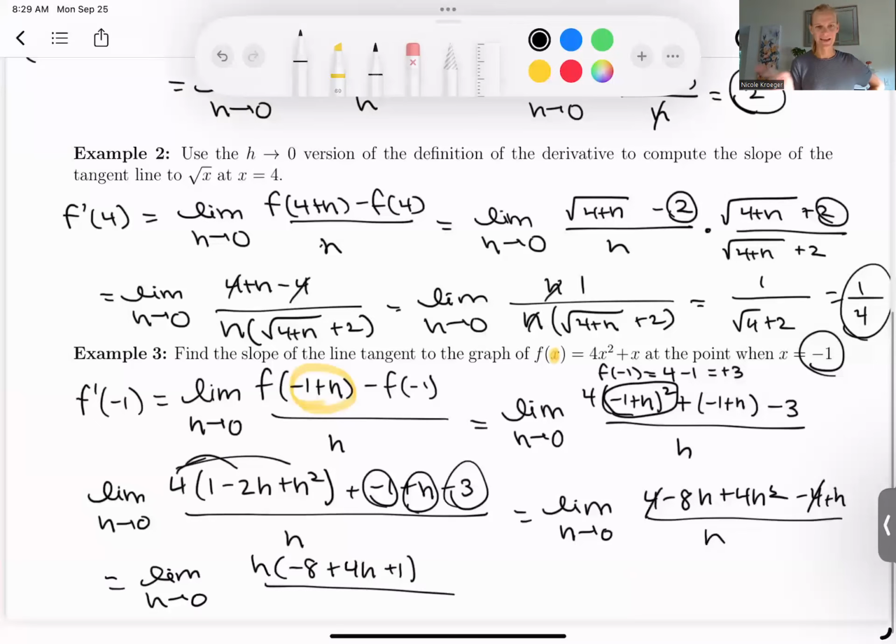You could have combined that -8h and the 1 before you factored out the 4, or factored out the h, that's okay. The h's cancel out. When I plug 0 in, I get -8 plus 1, which is -7. So that is the slope of our tangent line at that point.